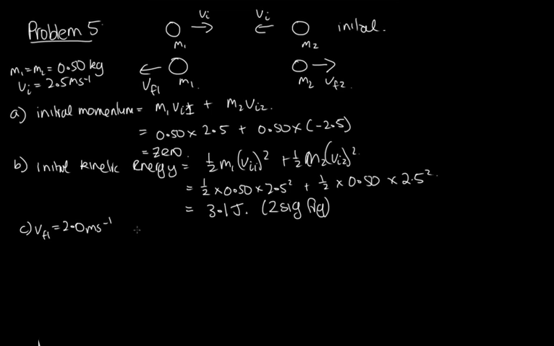Now part C of the question says if Vf1 is equal to 2.0 meters per second, then we need to calculate Vf2. So Vf2 is what we're trying to find. Now to do this, we're going to need to use the law of conservation of momentum.